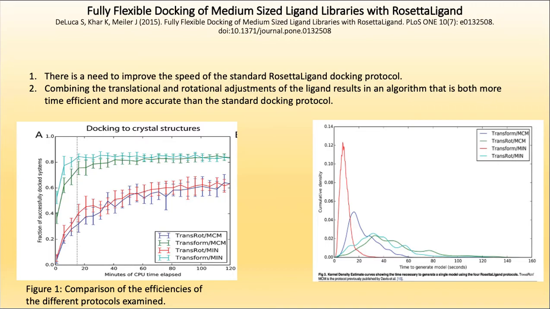and FlexX, and Rosetta have similar performances across all types of proteins, broadly speaking. However, Rosetta is significantly slower than the others, making it way less feasible for screening of large ligand libraries against proteins. And they hypothesize that this is because of the inefficiency of the standard two-stage Rosetta ligand docking process.